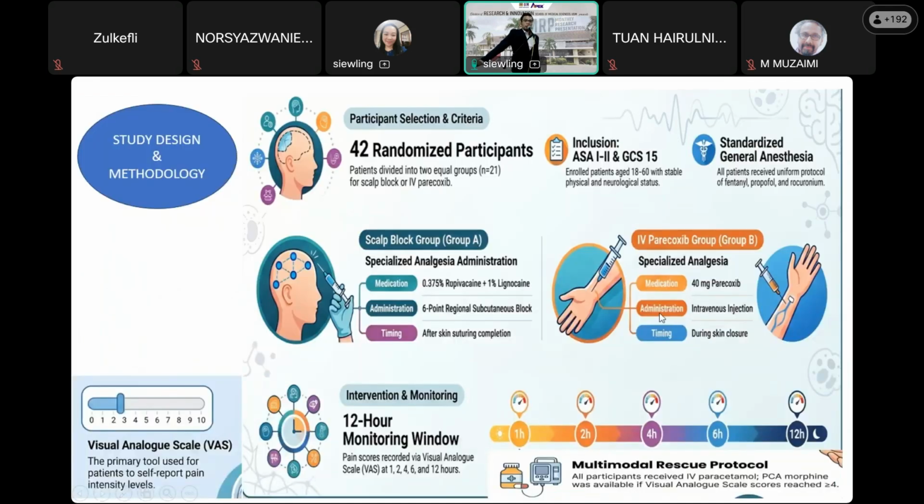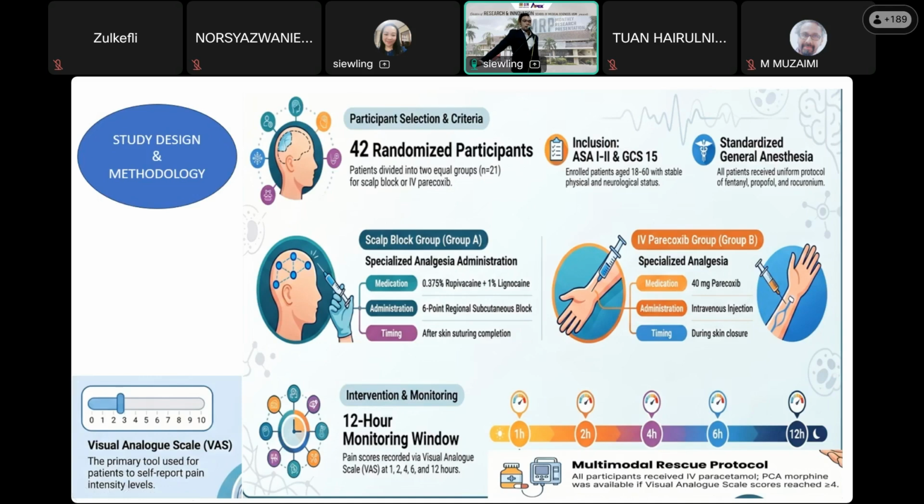So we have a total of 42 patients randomized to two different groups, meaning that 21 of them received the scalp block and another 21 of them received IV Parecoxib. Okay, we blinded the patients, and also we blinded the assessors for the study. For the scalp block, we specifically use 0.375% ropivacaine plus 1% lidocaine, and we administer at least a 6-point regional subcutaneous block or scalp block.